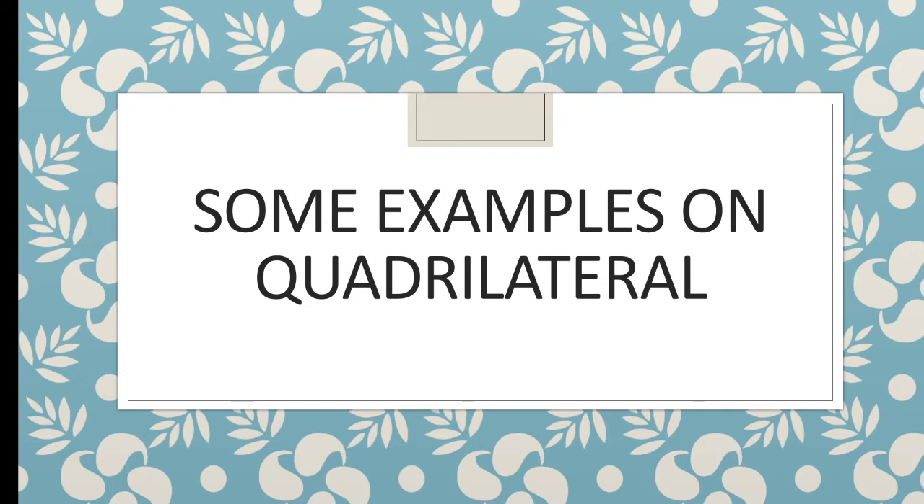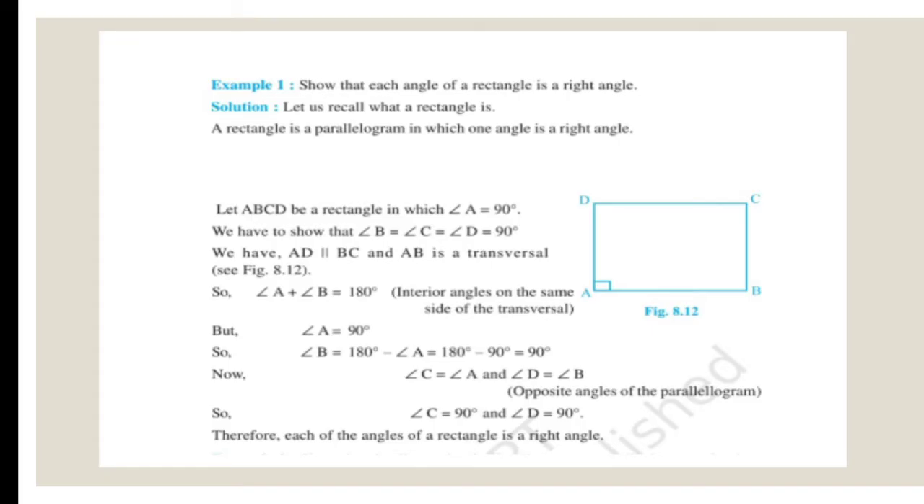Good morning, students. Today we are going to do some examples from quadrilaterals. So the first sum that we are going to see is: show that each angle of a rectangle is a right angle. That means we have to show that each of the angles in a rectangle is a right angle. Now the solution is like this. First, we need to know that a rectangle is a parallelogram in which one angle is 90 degrees. That is our property for rectangle.